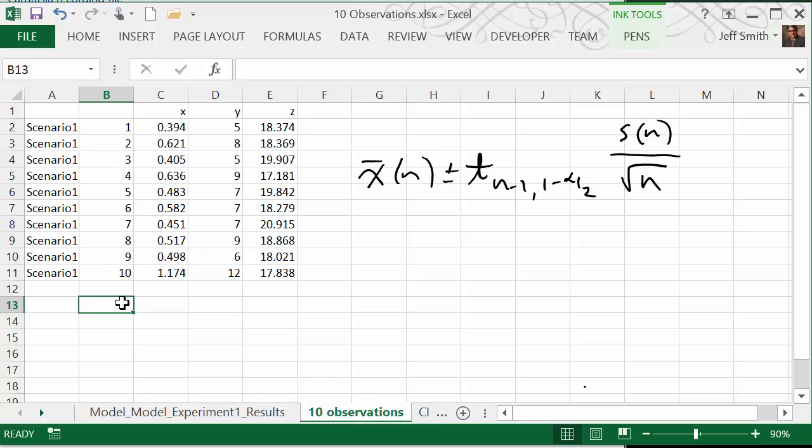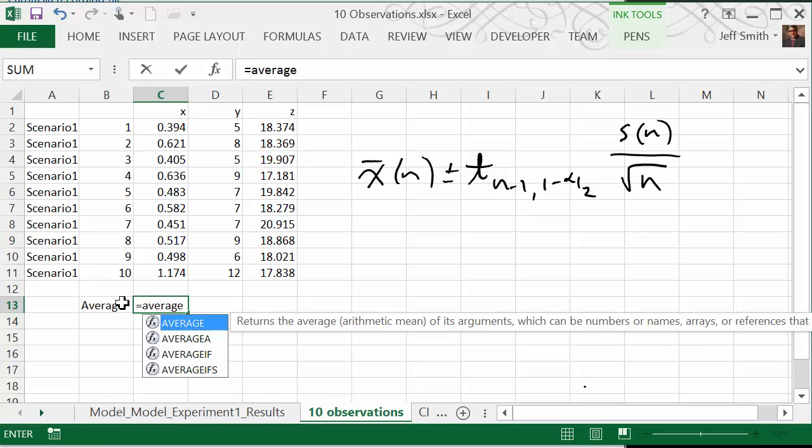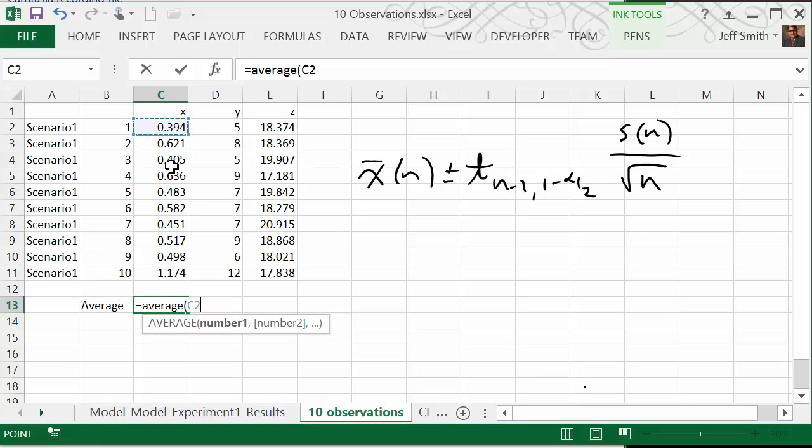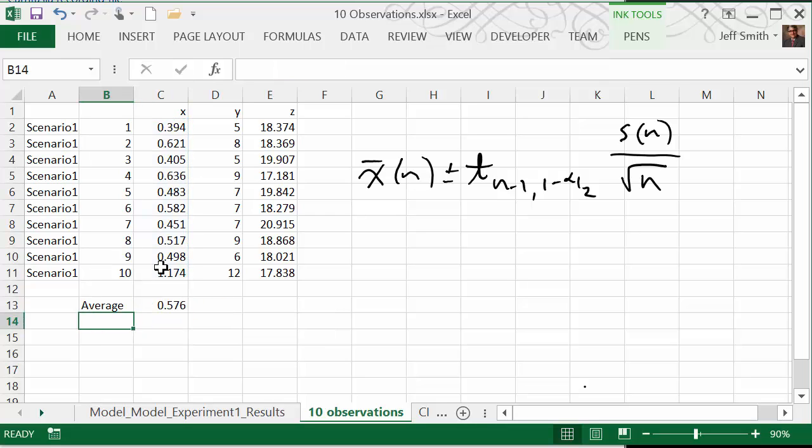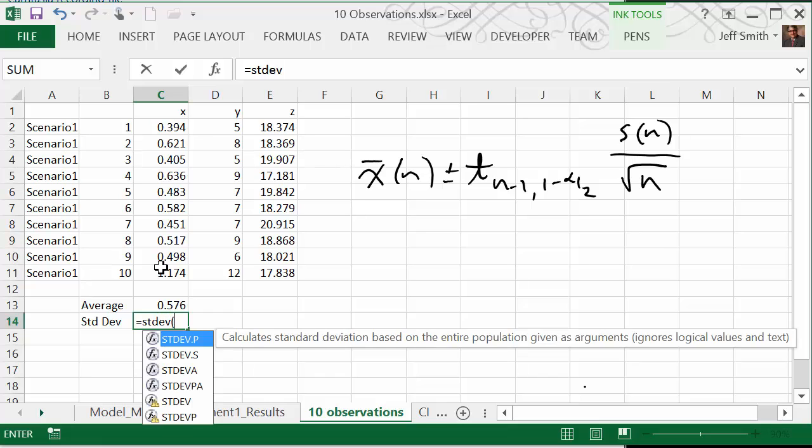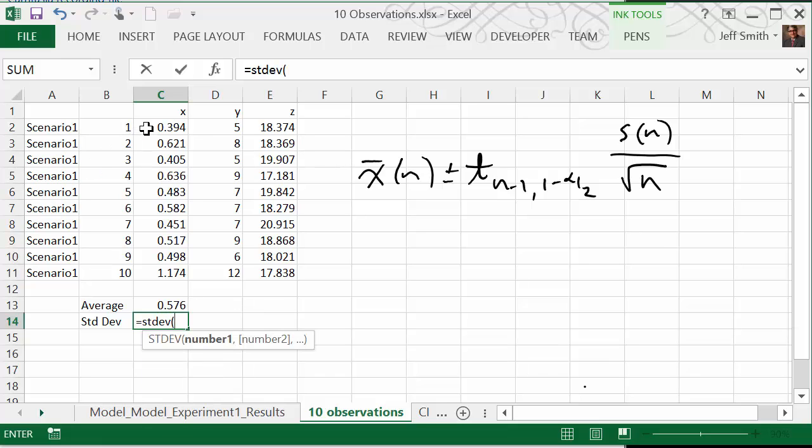The first thing we want is the average. And so we can get the average just using Excel's average function. So there's our x bar n term. We can also get the sample standard deviation, and we're going to use Excel's STDEV function. And we just give it our 10 observations.